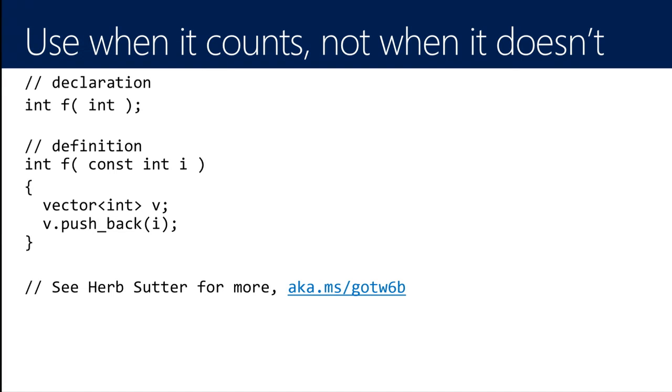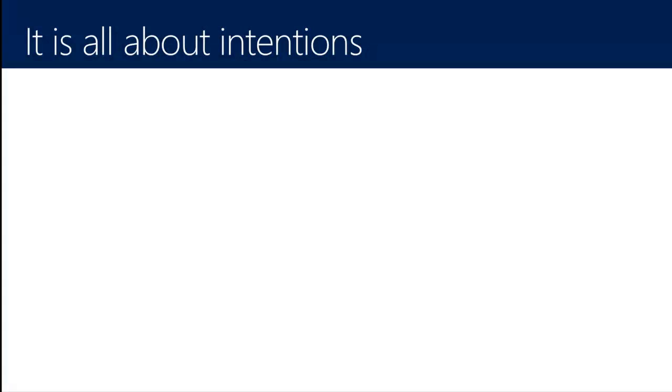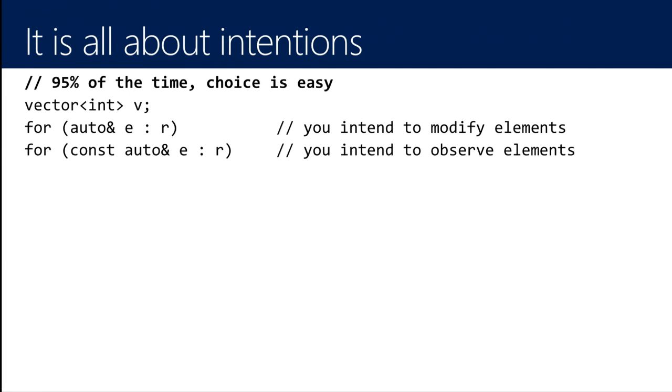And Herb Sutter, so this is not the first time he will be referenced. Use range for. It's all about intentions. So 95% of the time, the choice is easy. You'll intend to modify the elements, and you'll use the first example. Or you intend to observe the elements, and you'll use the const auto ref e example. 95% of the time. So to verify this, I went and asked developers at Microsoft. We have a pretty big alias of C++ developers at Microsoft, in excess of 1,500. And when I followed up with some of them, this is in fact what they do. They just go right out and do this.